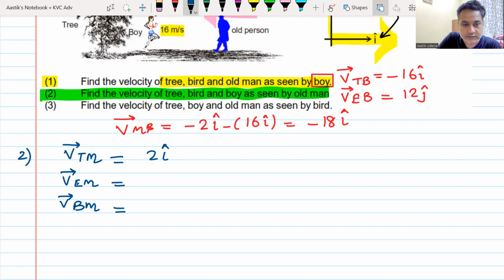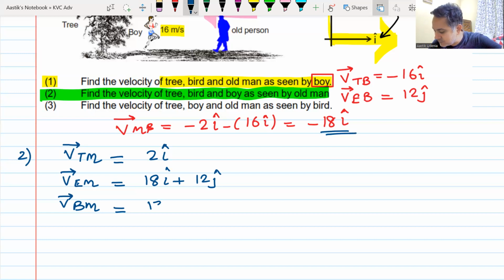Velocity of the bird E with respect to man: 18 I cap plus 12 J cap. Everyone got the same answer? The last but not the least, velocity of boy with respect to the man: 18 I cap. See, it was minus 18 I cap here. It will be plus 18 I cap here. All of us understand this, yes or no?